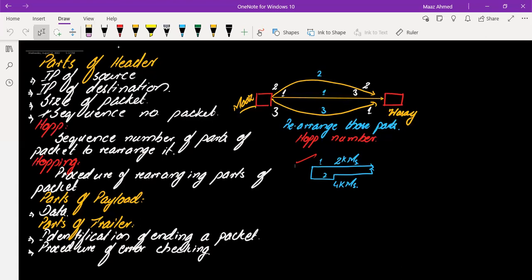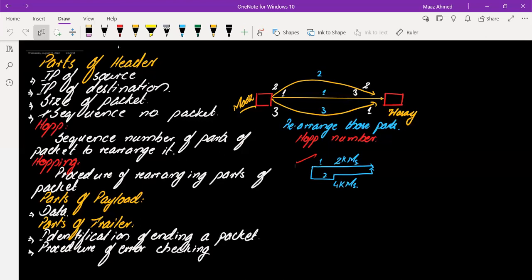Sequence number of the packets. When it comes to the sequence number of the packets, always remember that when we are transmitting a packet, that packet breaks up into multiple parts, and each and every part is provided with a particular number. That sequence number is known as a hop number. Sequence number of the parts of the packet is used to rearrange it.